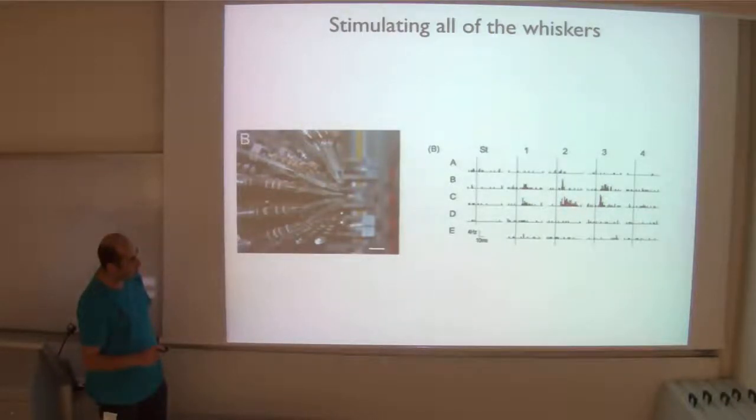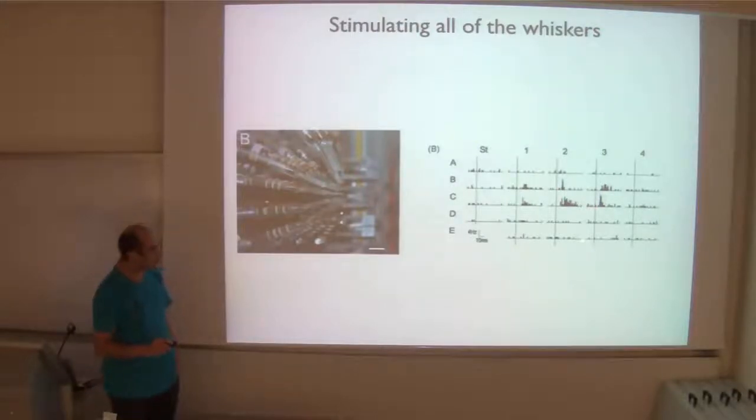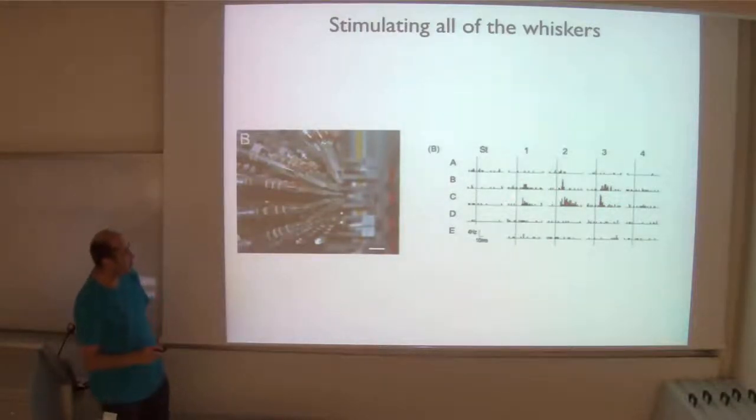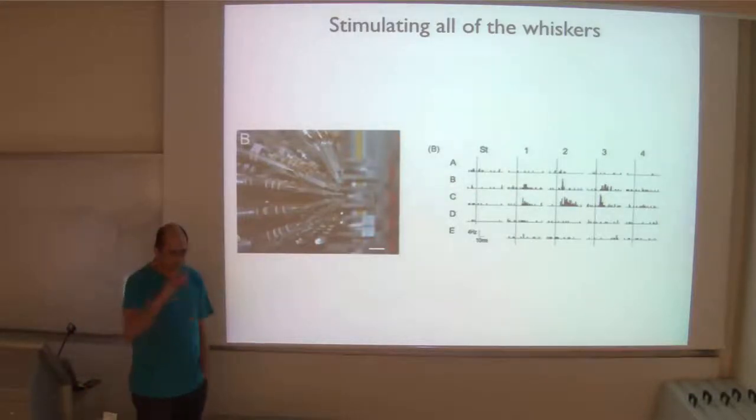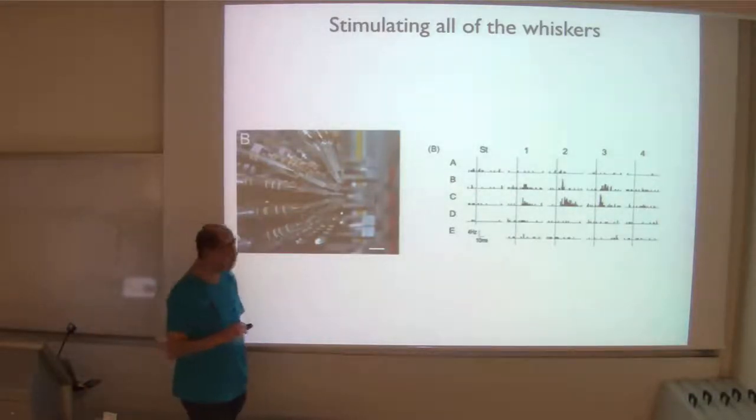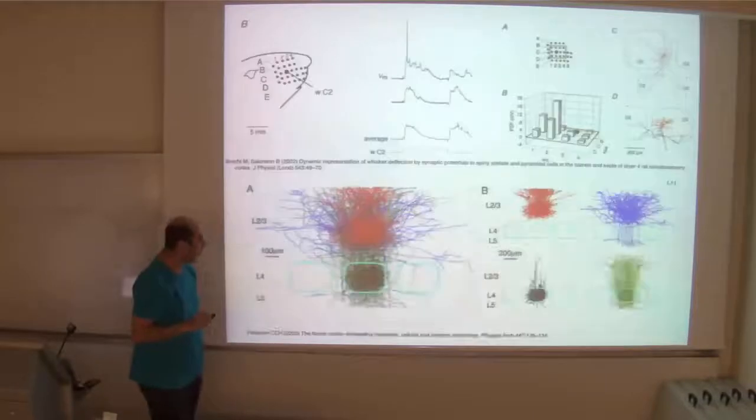Okay, you can actually map the receptive field activated from all the whiskers. Okay, so for example, this neuron is activated mostly by C2 neurons, but also by B2 and also by C3 and C1 and B1. So it has some kind of a wider receptive field.